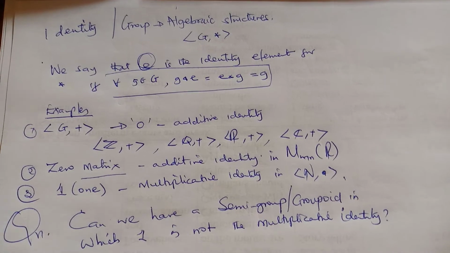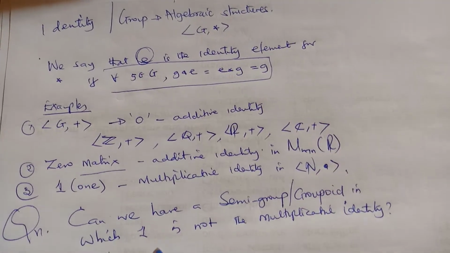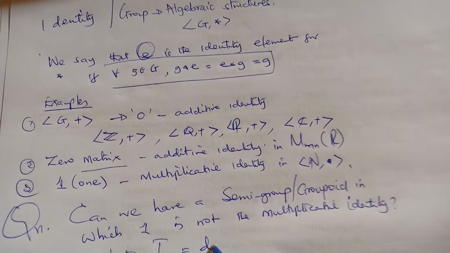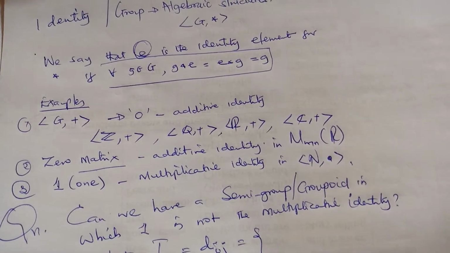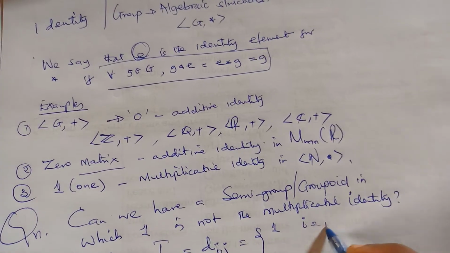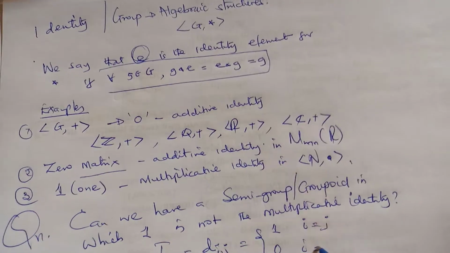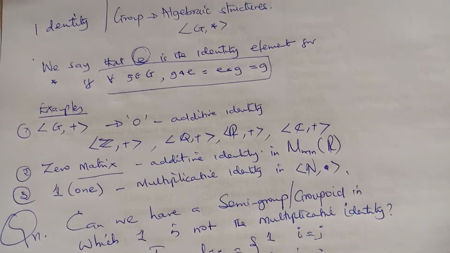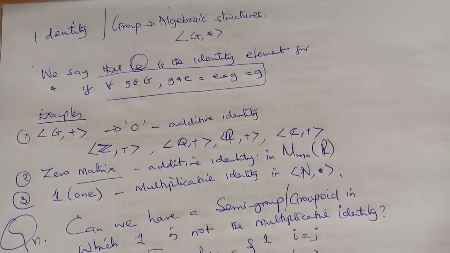For matrices again under multiplication, we have what you call the identity matrix, which is defined along the diagonals, and you will find that it will be 1 if i is equal to j, but 0 if i is not equal to j. So that is what you call the identity matrix.